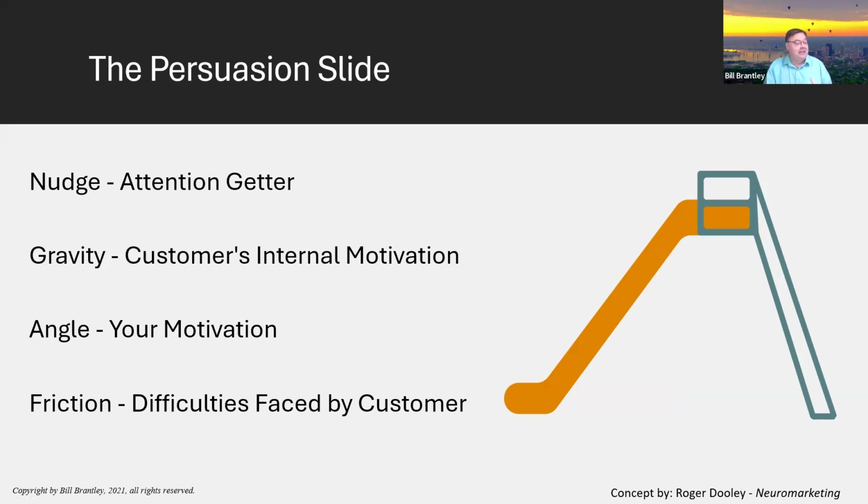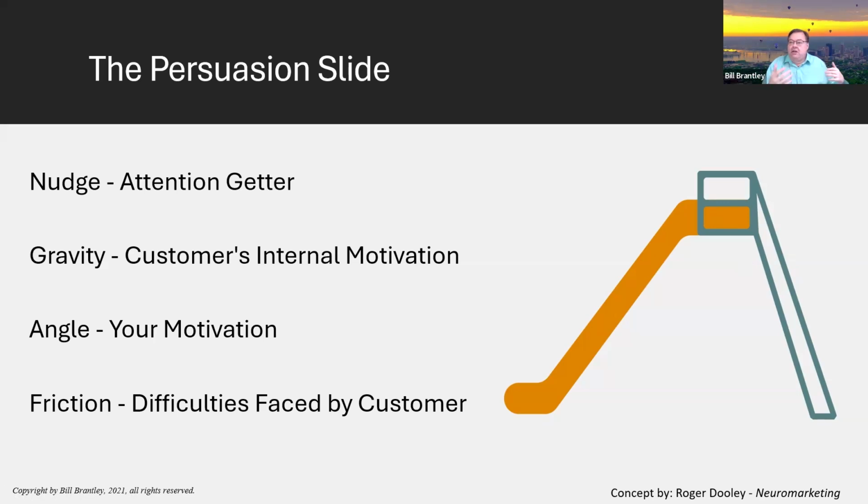Okay, so we need to get your attention there. So if you can imagine, you're at the top of the slide here, like the playground slide, you get a little nudge to get you going. And then the gravity, that's kind of your internal motivation, and you want to tap into that. So when you're creating your public health message and you're using data for that, think about how the data taps into the customer's internal motivation or the citizen's internal motivation. Why would they want to do this? Why would it be a good thing for them?